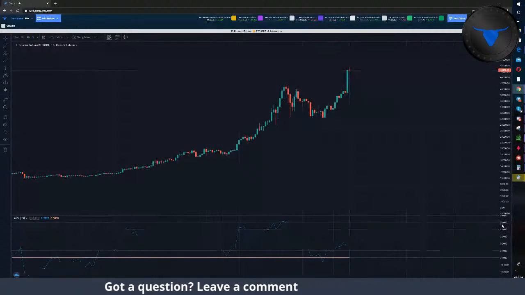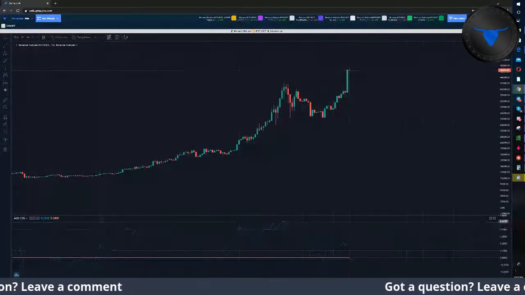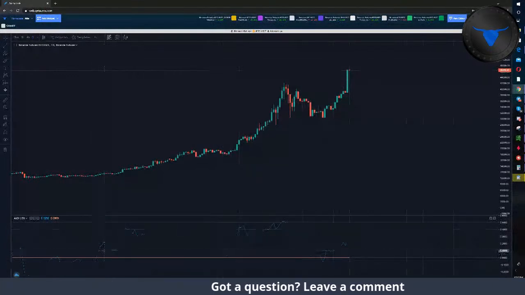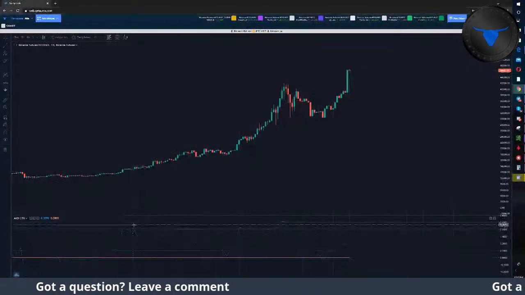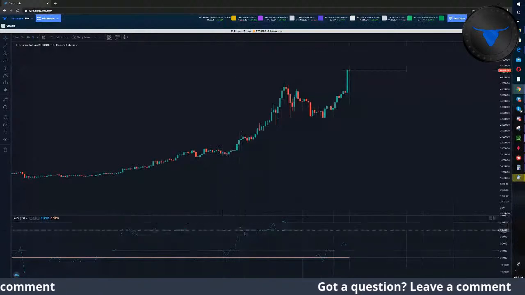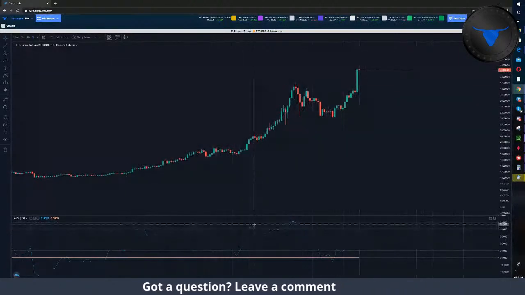Yeah, so this is one of the easier ways to use it. If you don't know any TA, you just follow the strong crosses over the zero line and you will do well. Combine it with other indicators as well. I'll show you the DMI next. But there's another way to use it where it will show you future price action.